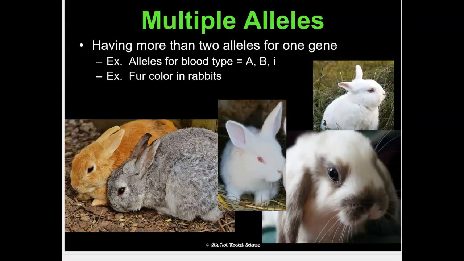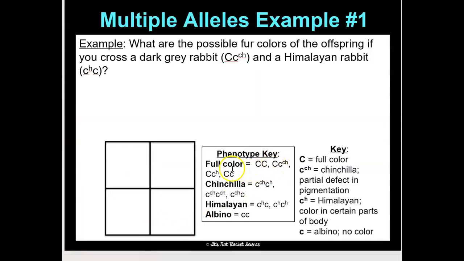Blood types aren't the only traits that have multiple alleles. There are lots and lots of other traits that are that way. So the next one we're going to look at is color in rabbits. In the case of rabbits, we can have full color, and the allele for full color is dominant to all of the other alleles. But then there are 3 other alleles that are recessive.